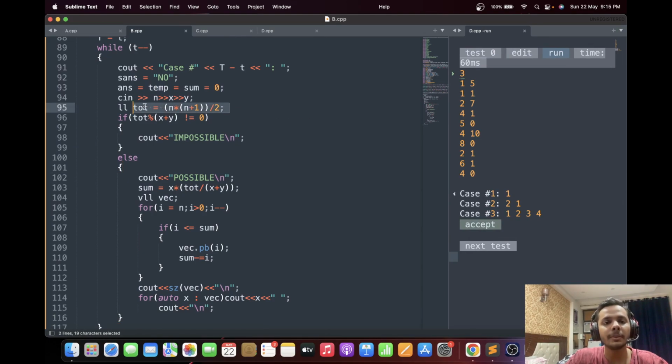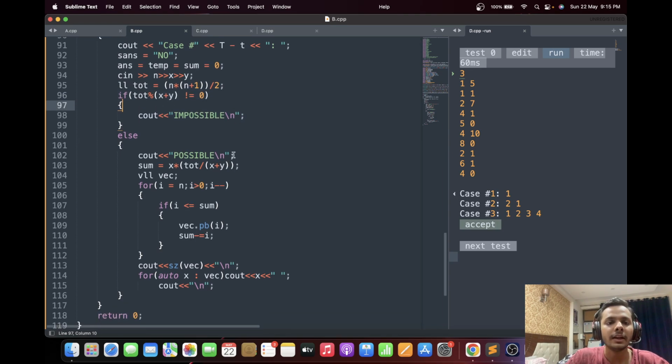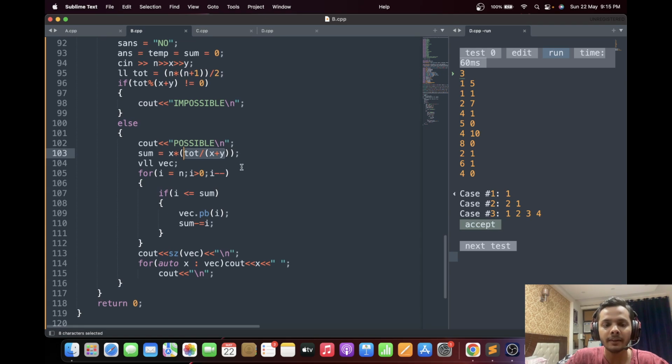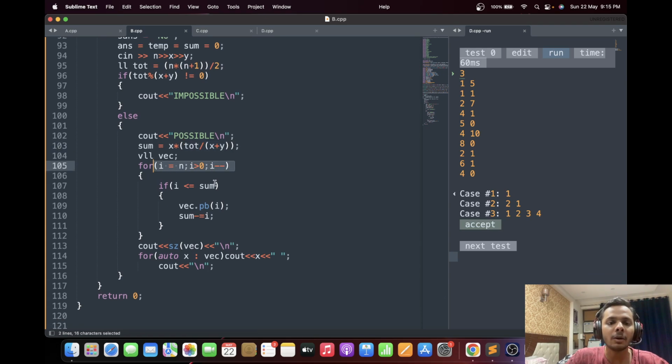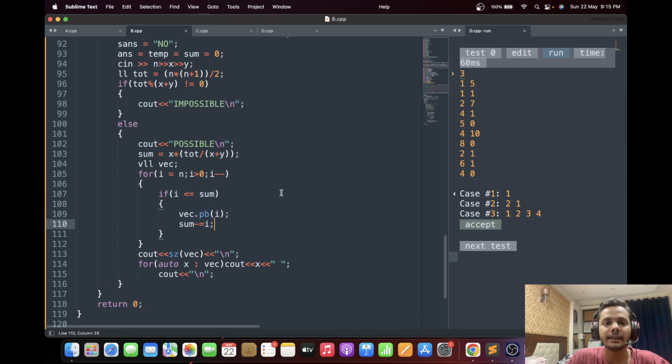The total sum is going to be n into n plus 1 upon 2. If the total sum is not divisible by x plus y, then obviously the answer is impossible. Otherwise, the answer is possible, and the sum that we want is x times k, where k is equal to total upon x plus y. Then we just iterate from n down to 1, and if the current number is less than or equal to sum, we take the current number and decrement sum by the current number. And that is it.